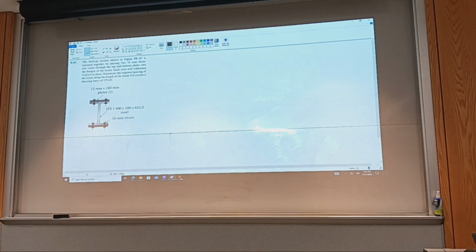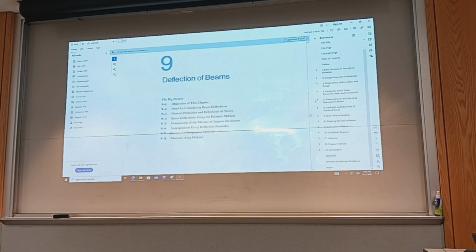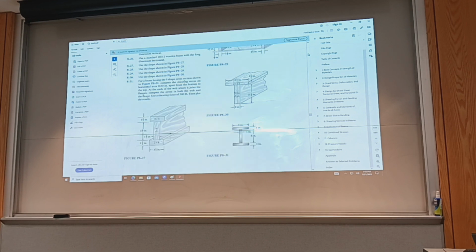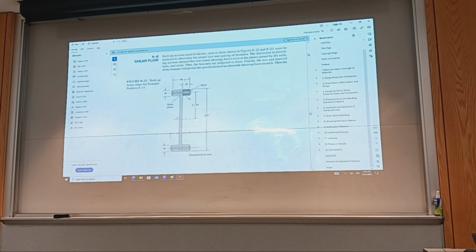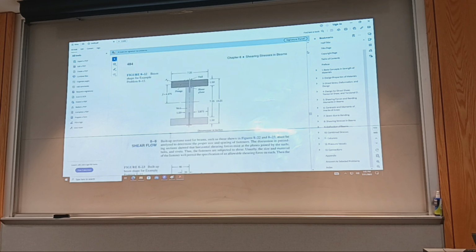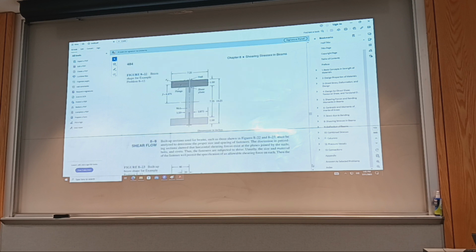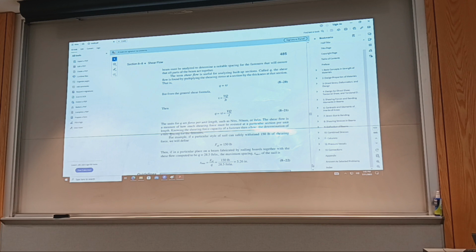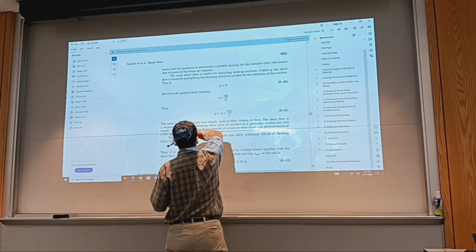And maybe I should go to the actual chapter. So towards the end of the chapter, we're introduced to another concept with fabricated sections. Okay, composite beams, shear flow. All right, so shear flow is going to be, it says q, called shear flow.